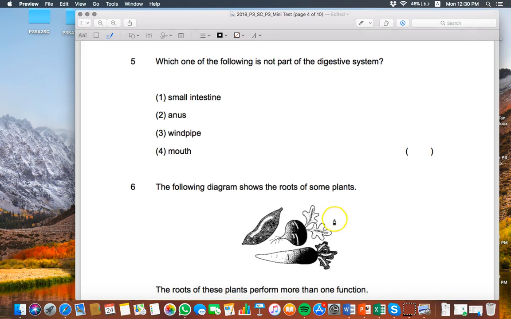Let's move on. Which one of the following is not part of the digestive system? Is the small intestine part of the digestive system? Yes. Is the anus part of the digestive system? Yes. Is the windpipe part of your digestive system? No. What system does it belong to? I cannot hear you. Yes, it is the respiratory system. So do not confuse the windpipe as being in the digestive system. What is in the digestive system would be your gullet.